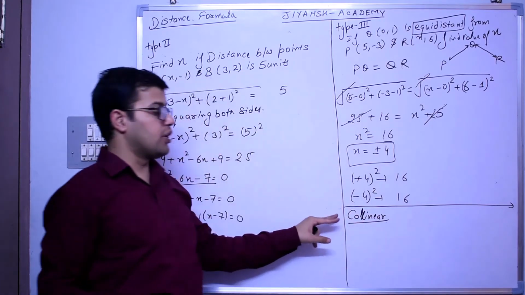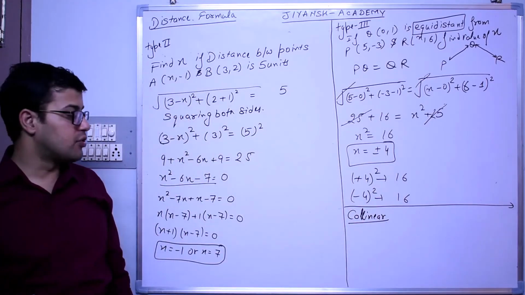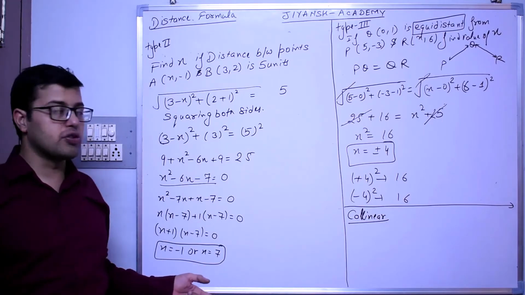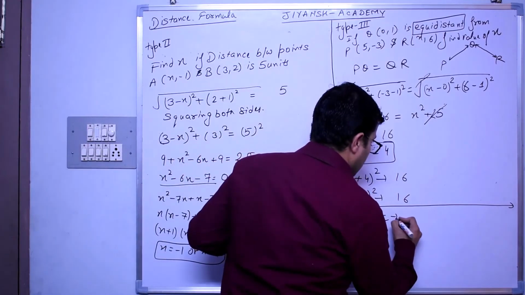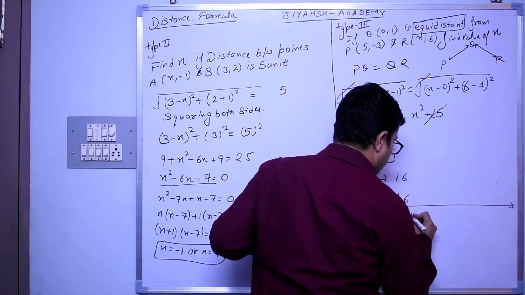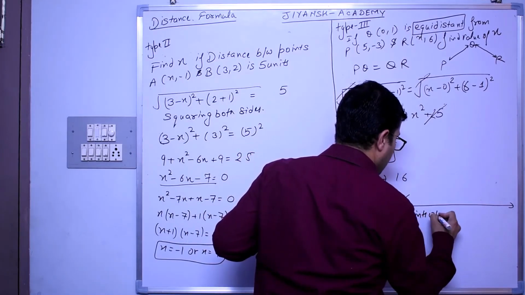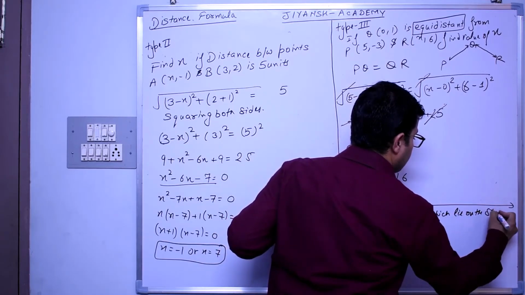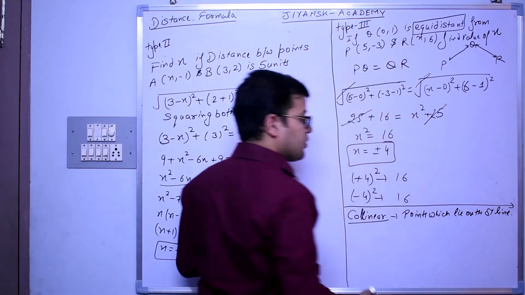But collinearity can be solved by two formulas: either you can use the area of the triangle, or you can use the distance formula. Collinear points are the points which lie on a straight line, right, on the same straight line.